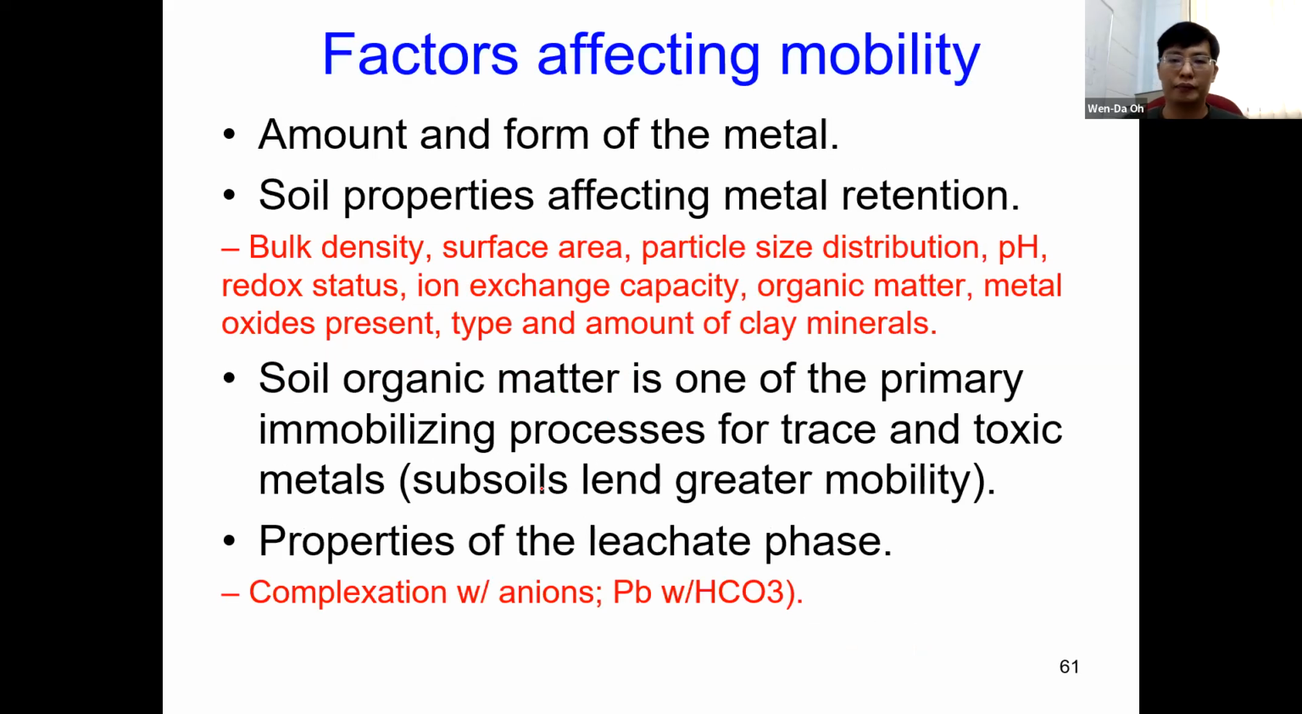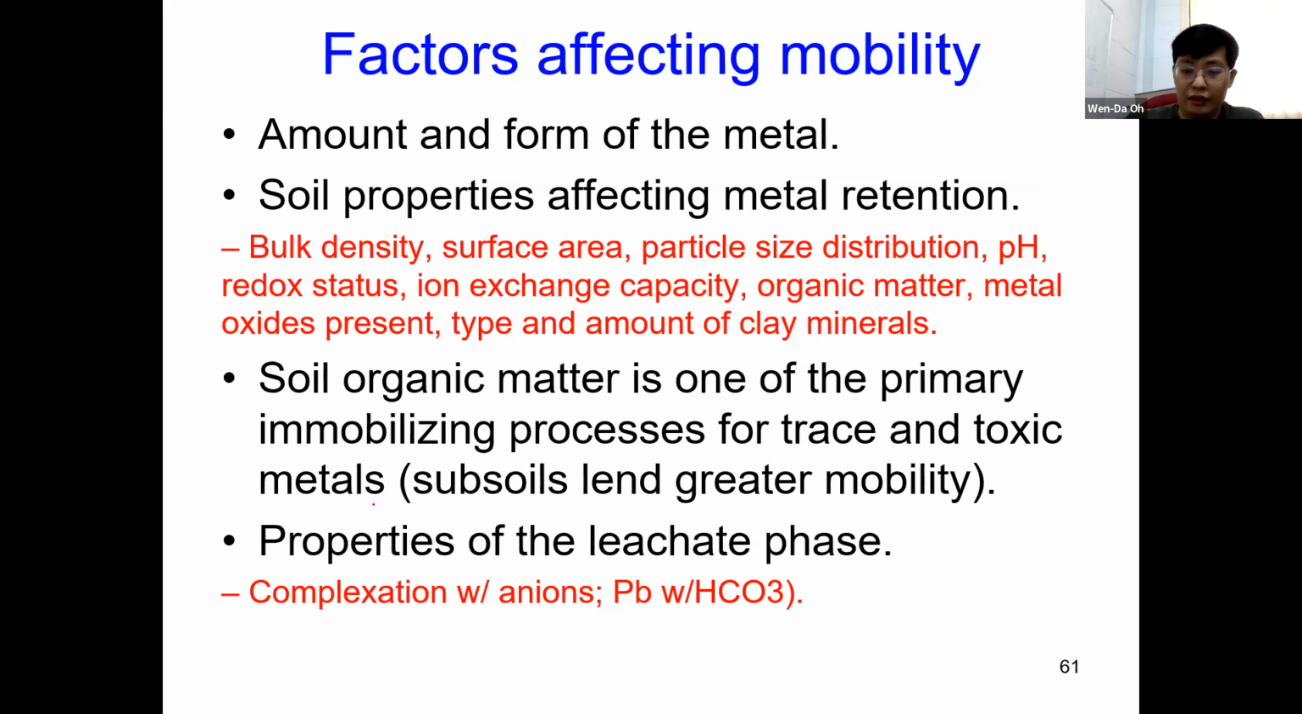Okay, just to highlight some of the factors that affect mobility in water, we have the amount and form of the metals. For instance, if it's solid phase, a precipitate, then it's very difficult to be mobile. It is just localized. Sometimes soil properties affect the metal retention. You have soil organic matter, one of the primary immobilizing processes. Sometimes you have adsorption, sometimes you have reactions like the formation of a complex through ligand reaction.